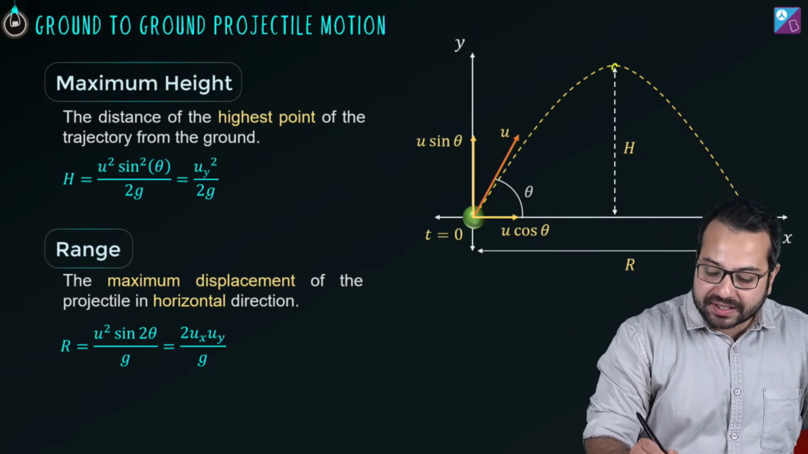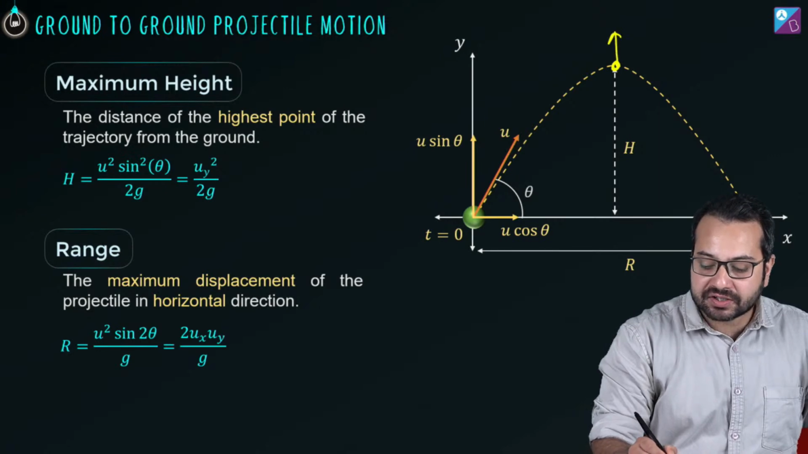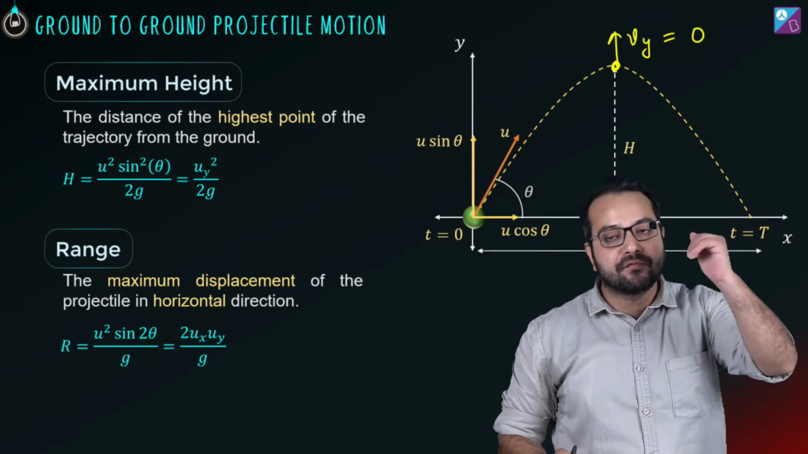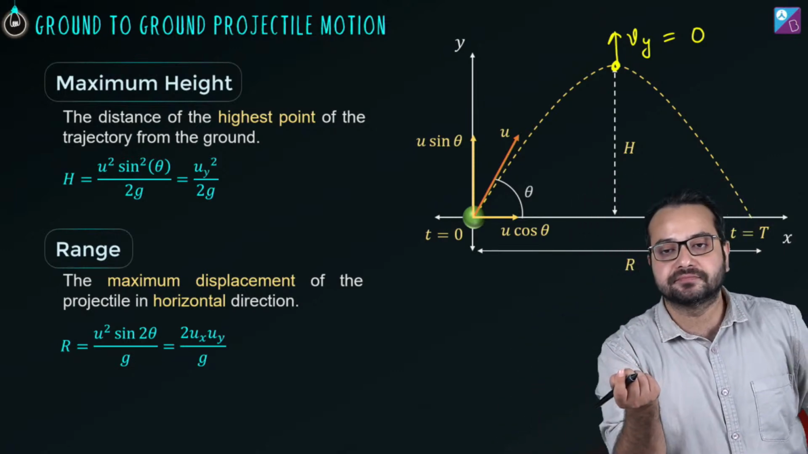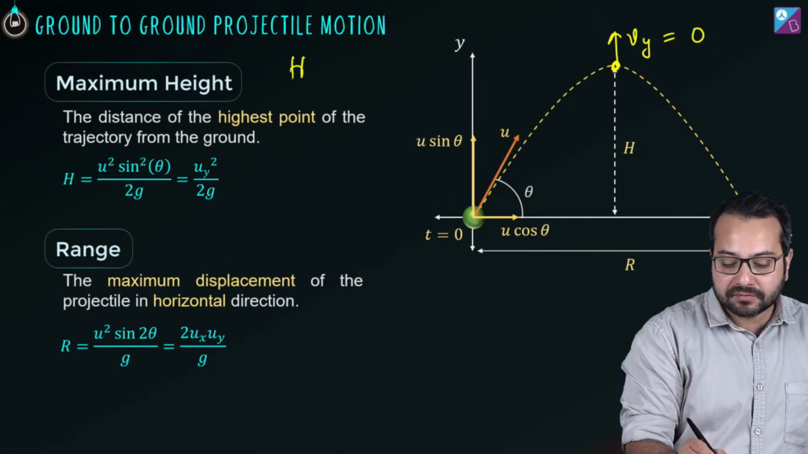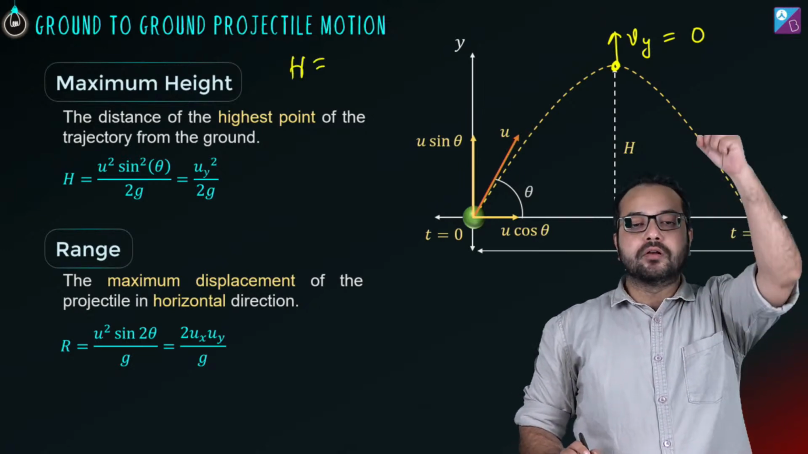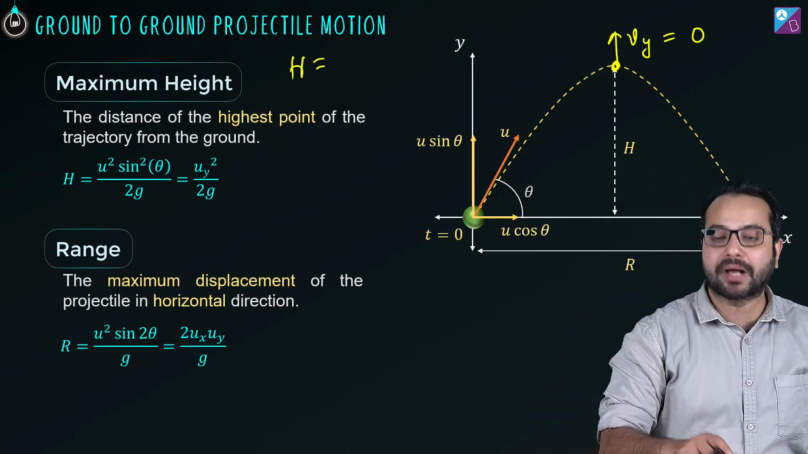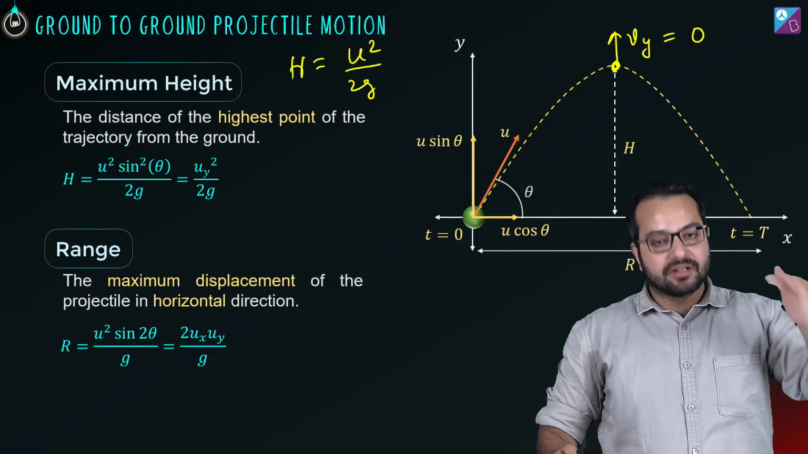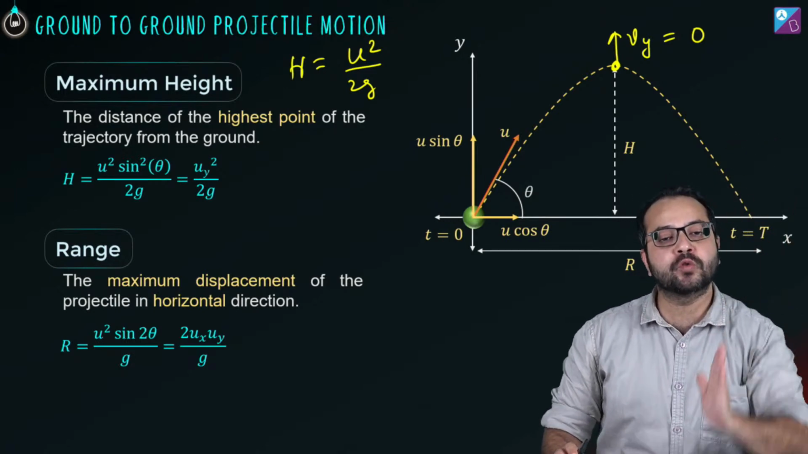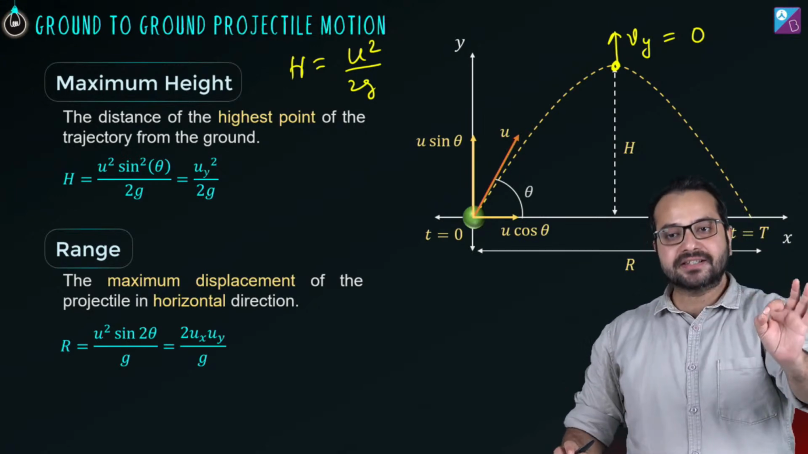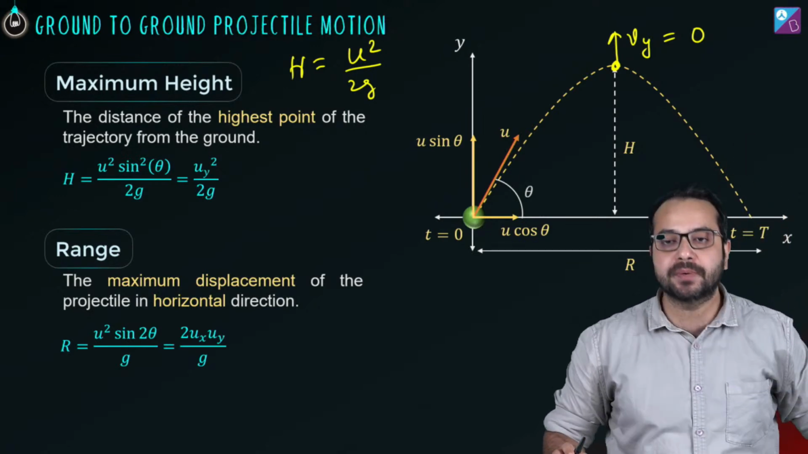Basically, when the maximum height is reached, the vertical velocity becomes 0. Is that correct? So in motion under gravity, the maximum height reached is u square upon 2g. If we throw a stone vertically upwards, it is u square upon 2g. It is the height when the vertical velocity becomes 0.